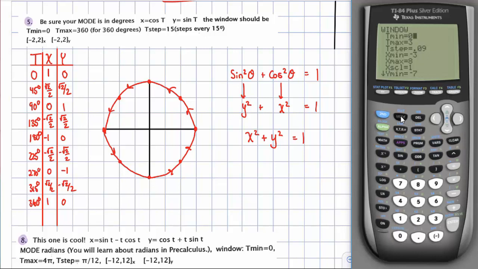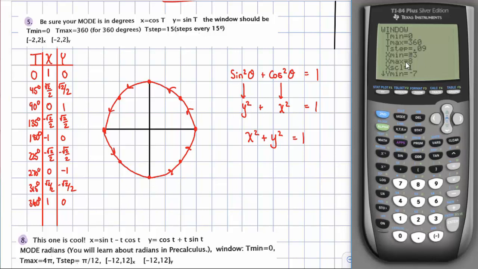Oh, by the way, before I do this, let's go to mode. I am in radian mode right now. I'm going to need to change that. Make sure you do that as well. Back to your window. All right, so our t-min is 0, our t-max is 360. I'll keep my t-step the same. That's a pretty decent speed that we're going there.